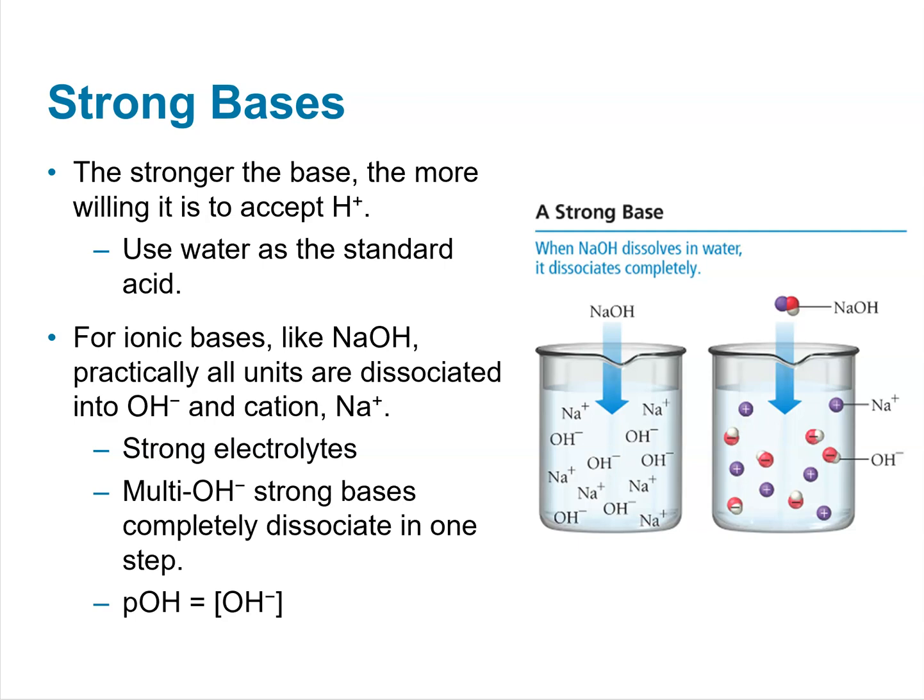So for ionic bases like sodium hydroxide, where the basic component is the hydroxide anion, this is a strong base, which means that nearly all of it is dissociated into sodium cations and hydroxide anions. So it's a strong electrolyte, just like your hydrochloric acids or your nitric acids or your sulfuric acids. And also remember that just like pH, pOH is the negative log of the concentration of hydroxide.